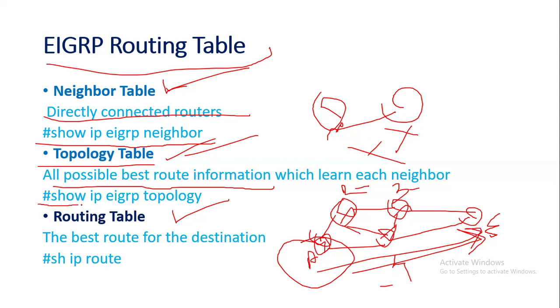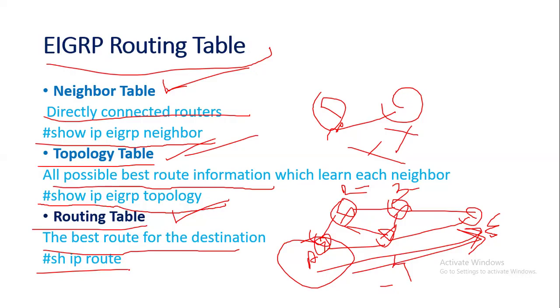You can verify it with show ip eigrp topology, and you will get the best paths there. The routing table has the best route to reach the destination, and you validate it with show ip route. So the EIGRP tables are the neighbor table, topology table, and routing table. The neighbor table holds information about directly connected routers. The topology table holds all possible best routes, but the routing table holds the best route going further to the destination. So that's the overall EIGRP topology table.